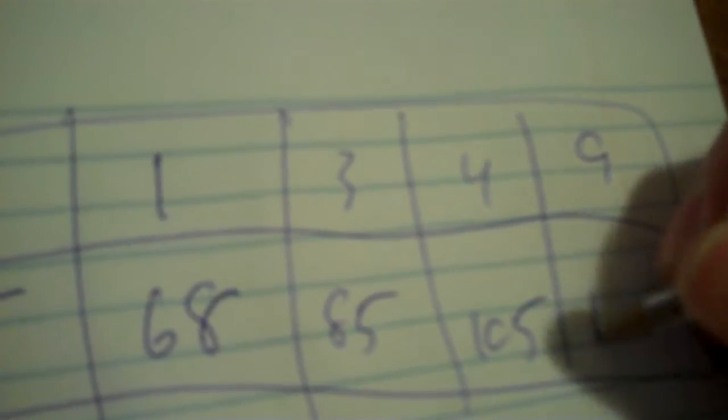So weeks, balance. So 0, 35. 1 week he had $68. 3 weeks, 85 bucks. 4 weeks, 105. 9 weeks, 136. Now I want you to look at part C, week 15. Just put a 15 there. This is X, this is Y.